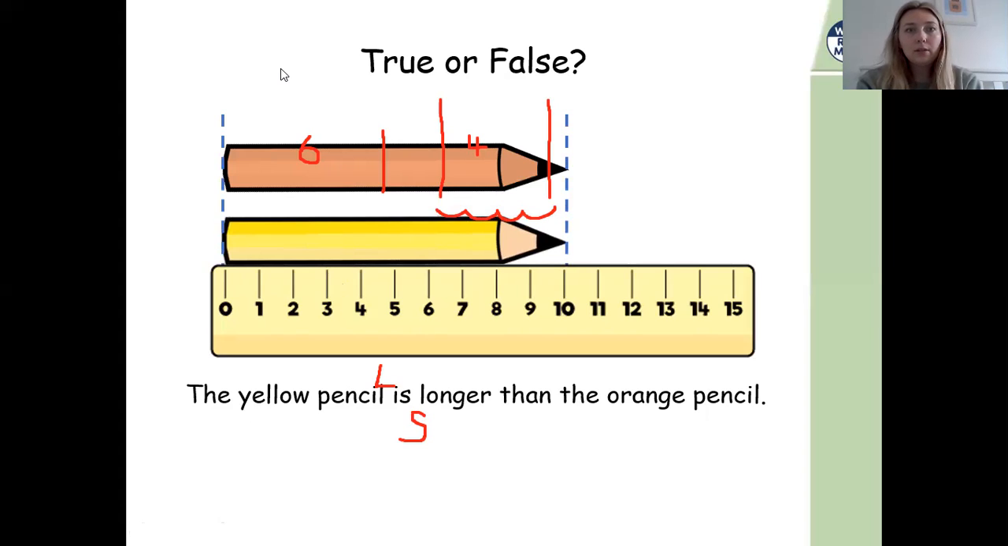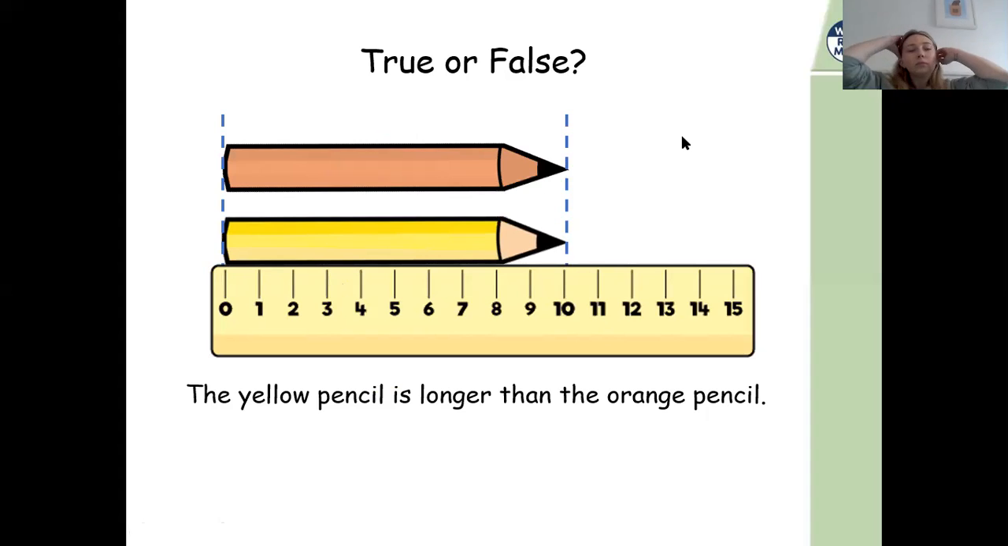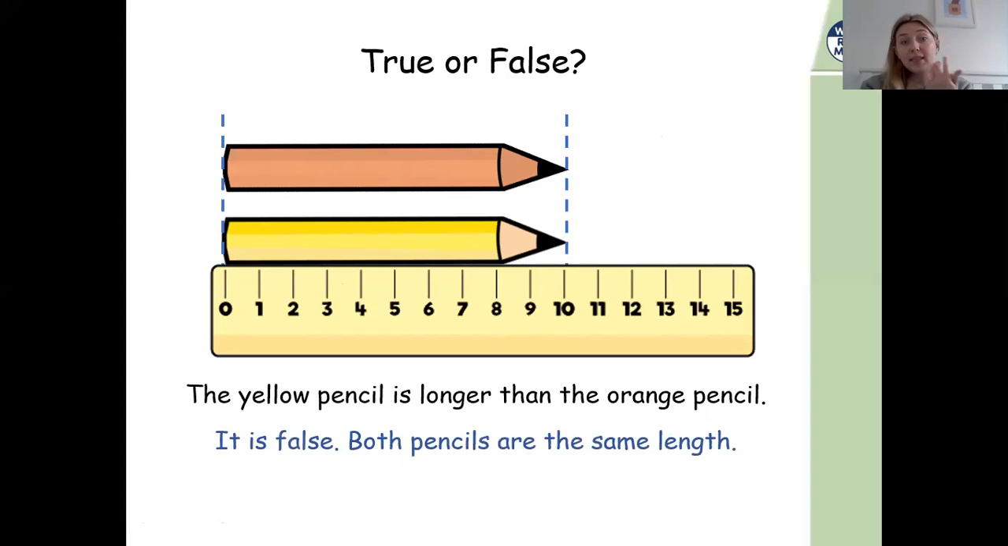Let me get rid of my annotations. Clear all. Brilliant. Okay, true or false? The yellow pencil is longer than the orange pencil. Pause the video for me and have a go at this one. Okay. Hopefully you've just joined us back after pausing. So it says it's false. Both pencils are the same length.